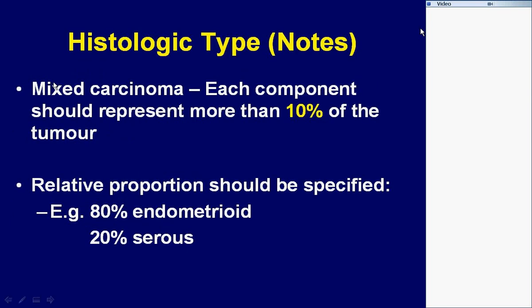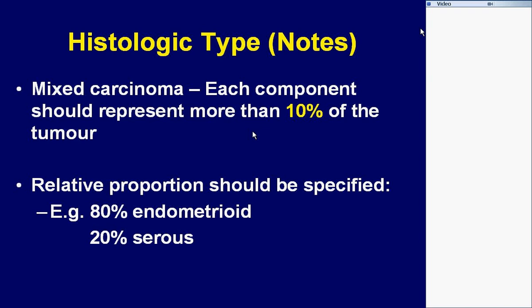Now, let me give you some comments about the histologic type. When you use the word mixed carcinoma, you should make sure that each component represents more than 10% of the individual tumor. It is not uncommon to see focal mucinous differentiation in an otherwise endometrioid carcinoma, and so that does not constitute a mixed carcinoma. And secondly, I think it's important to give a rough estimation. Example, 80% is endometrioid and 20% is serous.